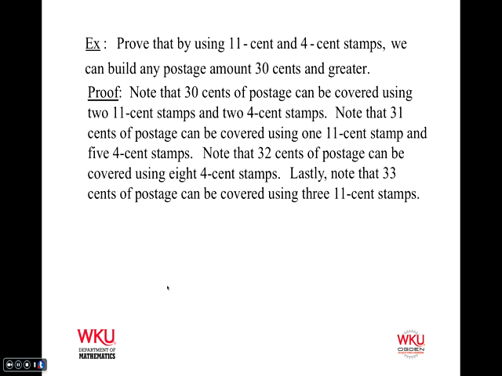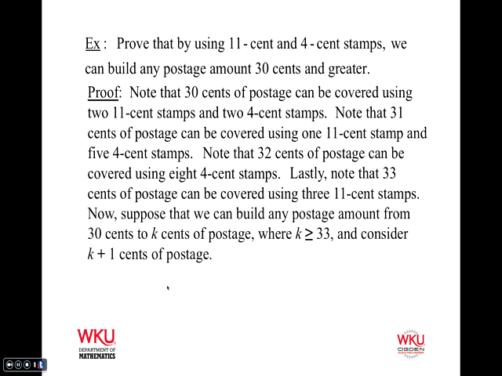Okay? The rest of it then comes from this inductive step. This is all our basic step, right? We're proving the single cases at the beginning. And now we say, okay, suppose we can build any amount from 30 cents to K cents where K has to be at least 33, okay? Because I have to be able to reach back 3, really, K plus 1 reach back 4, but 3 behind the K, right?